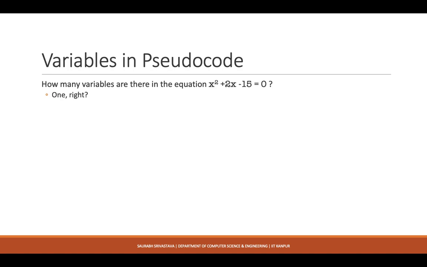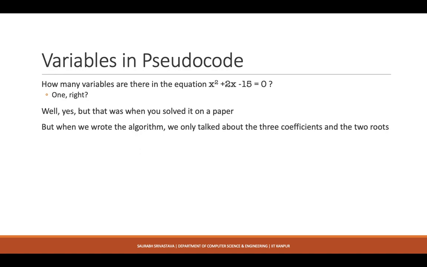So let's just take example of this same equation, x square plus 2x minus 15 equal to 0. So now the question is, how many variables are there, right? Now from what you have been conditioned in mathematics, you would tell me that this has only one variable, and that variable is x, right? This is what you guys have studied. This is why it is called quadratic equation in one variable, because there's just one variable, and that is x. But this is in mathematics, right?